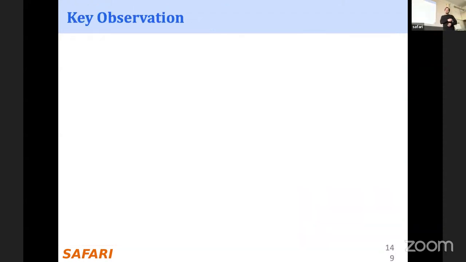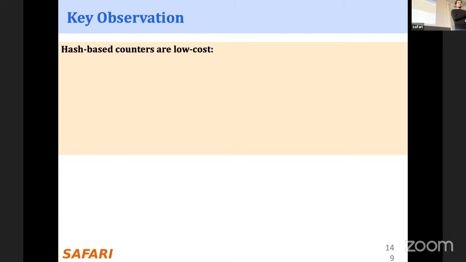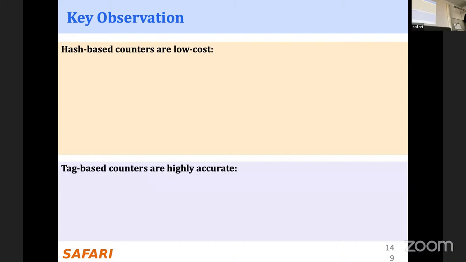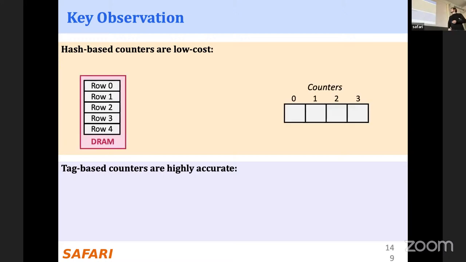And the key observation in this paper is that hash-based counters are low cost. What are those? We will come to it later. And tag-based counters are highly accurate. Tag-based counters are this second column in the previous slide.